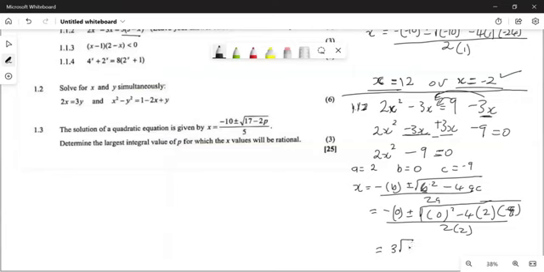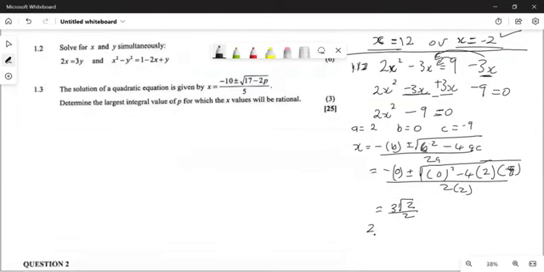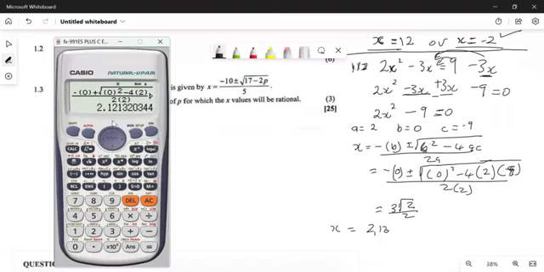3 square root of 2 all over 2, and then in decimal I got 2,12. So in decimals you got 2,12. Okay, let's just confirm that. So it's 2,12. Okay, sure. And then let's put a negative. What did you get for negative?